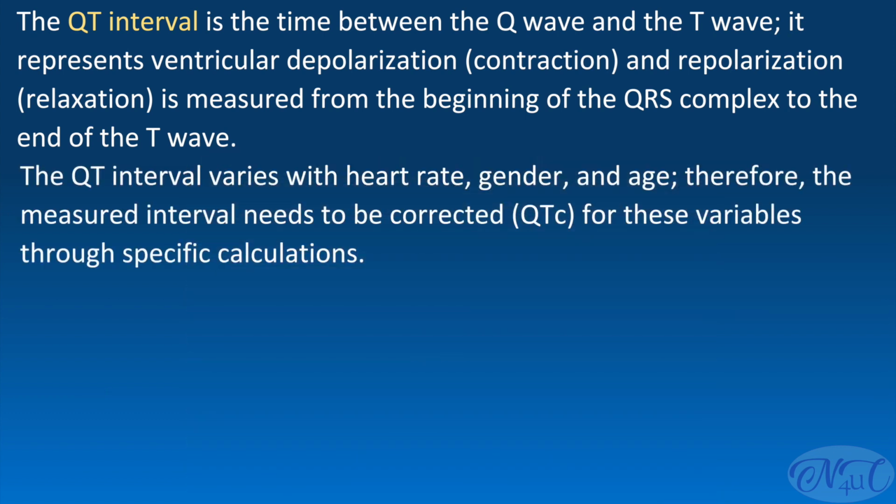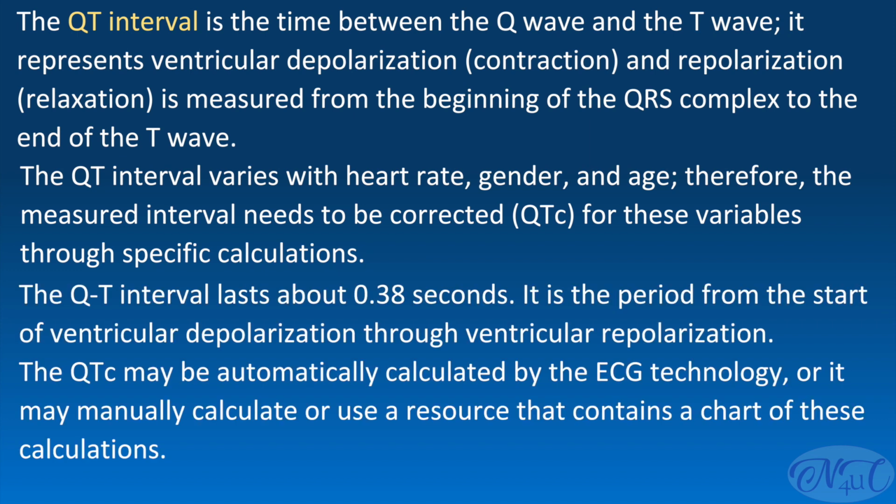The QT interval varies with heart rate, gender, and age. Therefore, the measured interval needs to be corrected for these variables through specific calculations. The QT interval lasts about 0.38 seconds. It is the period from the start of ventricular depolarization through ventricular repolarization. The QTc may be automatically calculated by the ECG technology, or it may be calculated manually, or you may use a resource that contains a chart of these calculations.